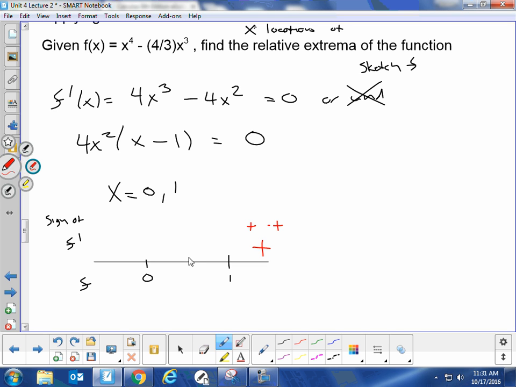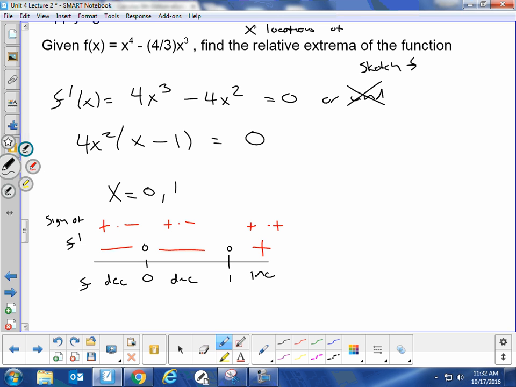I plug in a half. Well, the 1/2 squared, positive. 1/2 minus 1 is a negative. This is a negative. I plug in negative 1. Negative 1 squared is a positive. So that left term remains a positive. Negative 1 minus 1, definitely a negative. This is also a negative. So that means f decreases. It flattens out here, but then it decreases after there, flattens out, and then increases.